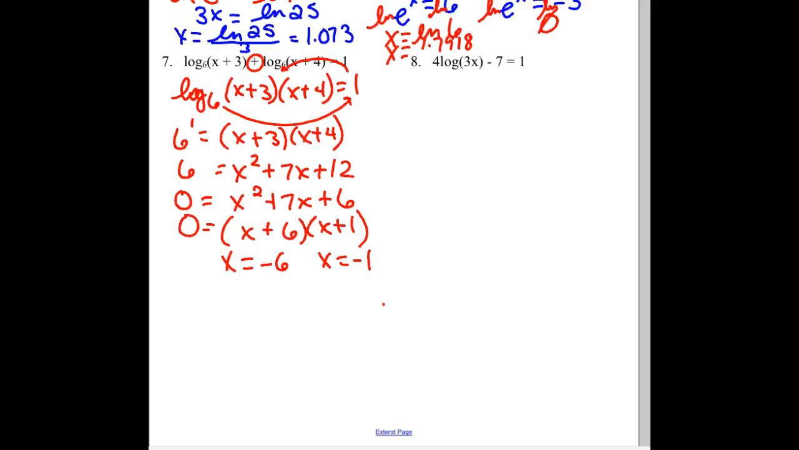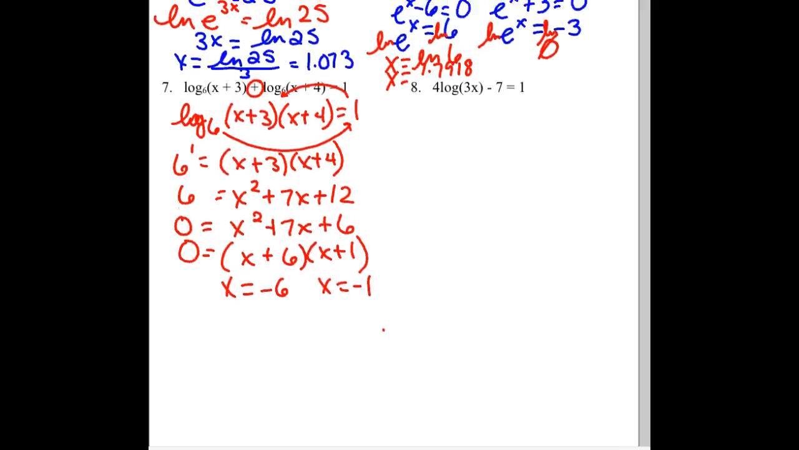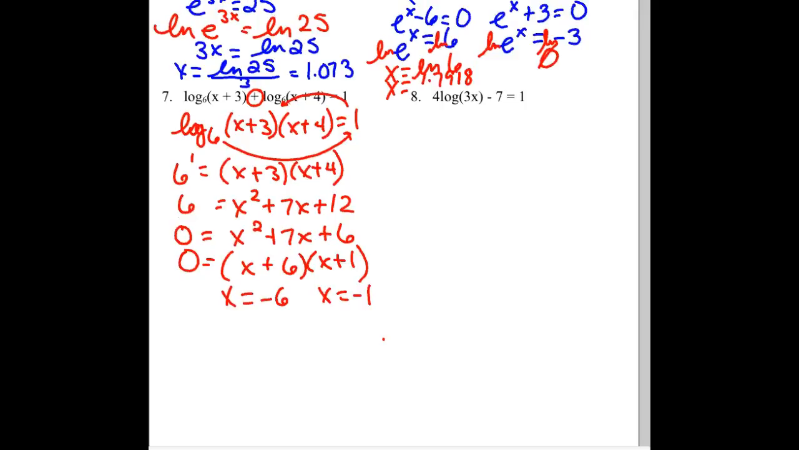Now I need to plug those back in and double check that they truly work. If I put a -6 in here for x, -6 plus 3 comes out as a negative value, and I can't take the log of a negative. So this one is going to be extraneous, meaning it doesn't really work. If I put a -1 in here, -1 plus 3 does give me a positive answer, so I can use that. Putting a -1 in here also gives me a positive value, so I can take the log of both of those. So this would be my only solution.